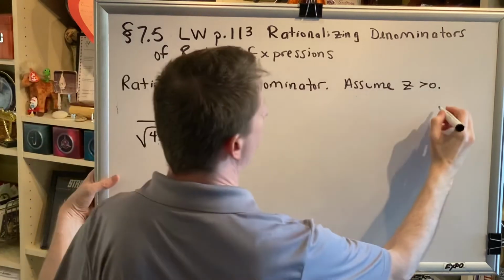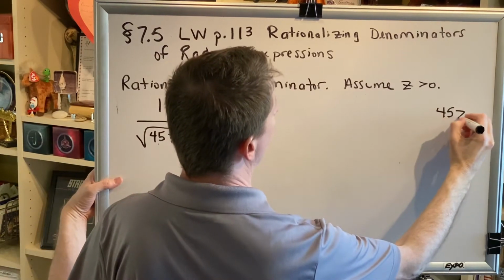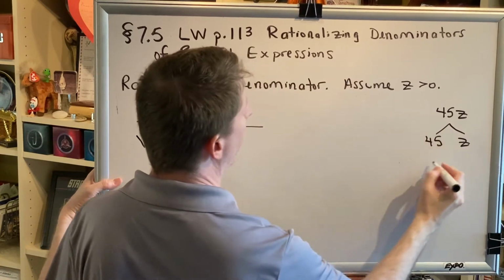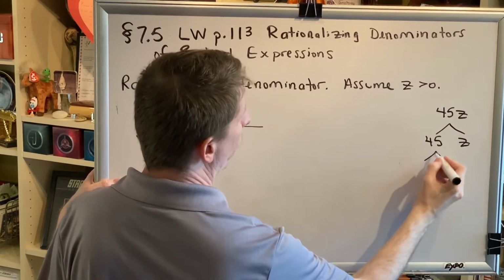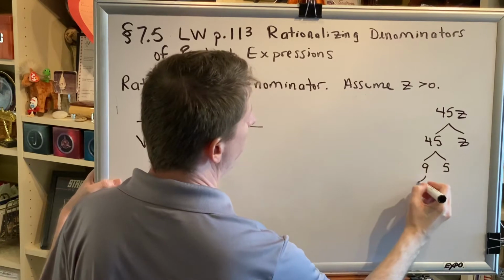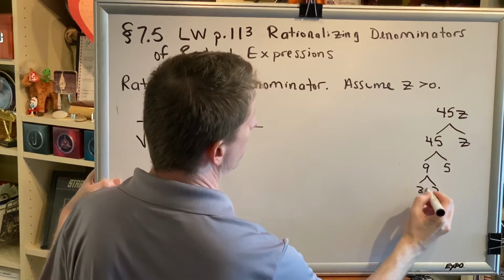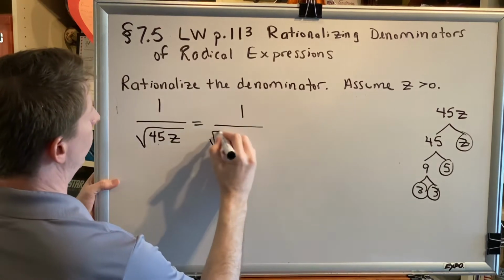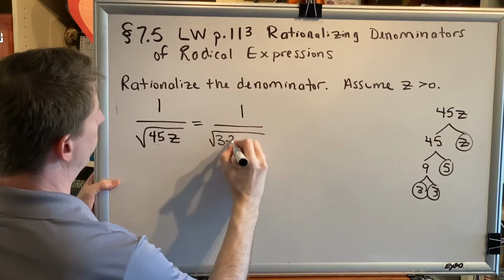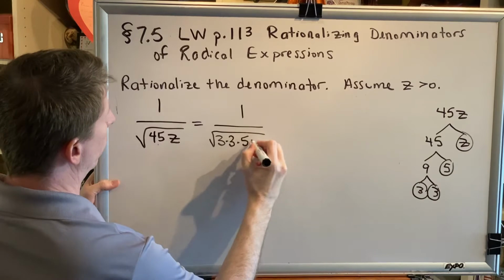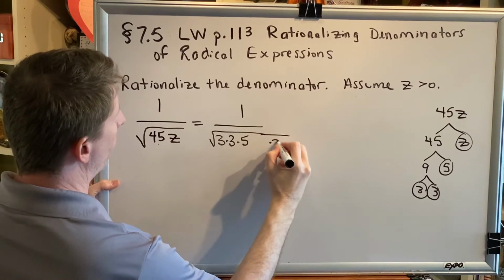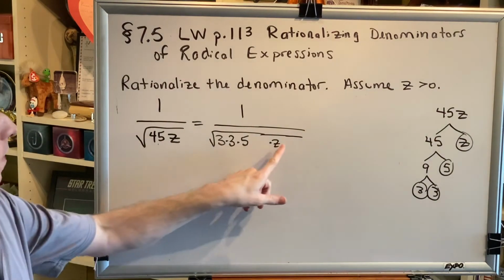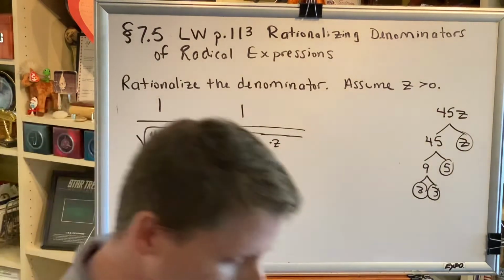So we need the prime factorization of 45z. Well, 45z is made up of a 45 times a z. 45 is 9 times 5. 9 is 3 times 3. So we've got a 3, a 3, a 5, and a z. Okay, and once again, you might notice that I've left some spaces here. I did that on purpose.